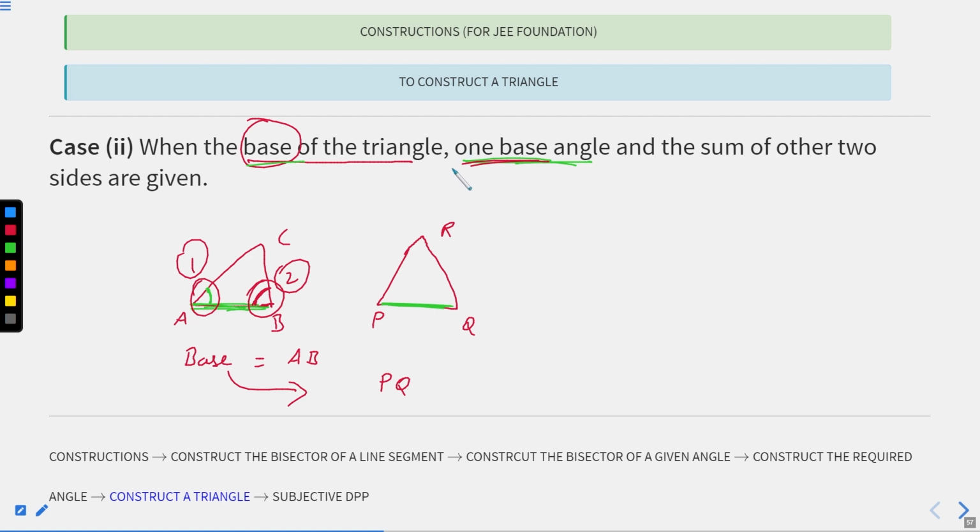But here the case is to draw a triangle if the information given to us is one base angle and the sum of the other two sides. Let's see how we are going to do that. So one base angle is given. What information are we given? Let's say this angle is given because this is one of the base angles. This angle is given and the sum of the other two sides is also given to us. I hope this is clear to you. So how are we going to do that? It is quite easy.